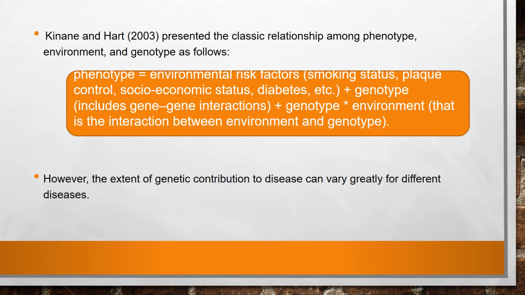Kornman and Hart in 2003 presented the classic relationship among phenotype, environment, and genotype as follows. The phenotype is the involvement of the environmental risk factors along with the genotype, that includes the gene-gene interactions and also the genotype with the environment. That is the interaction between environment and genotype. However, the extent of genetic contribution to disease can vary greatly for different diseases.